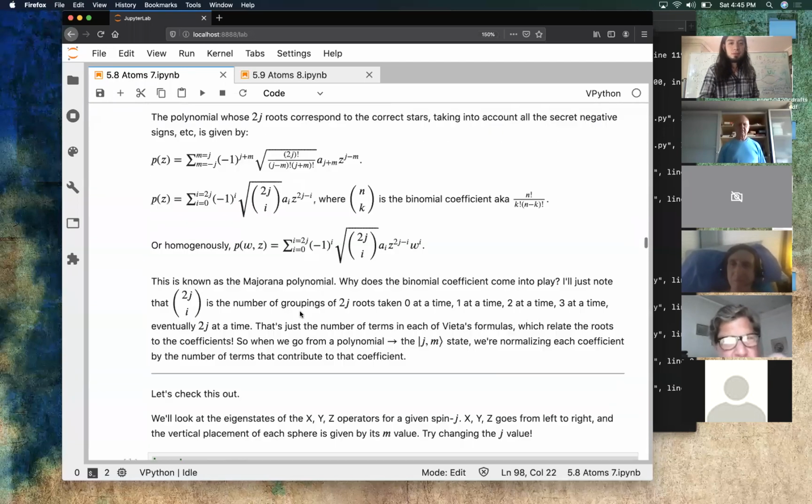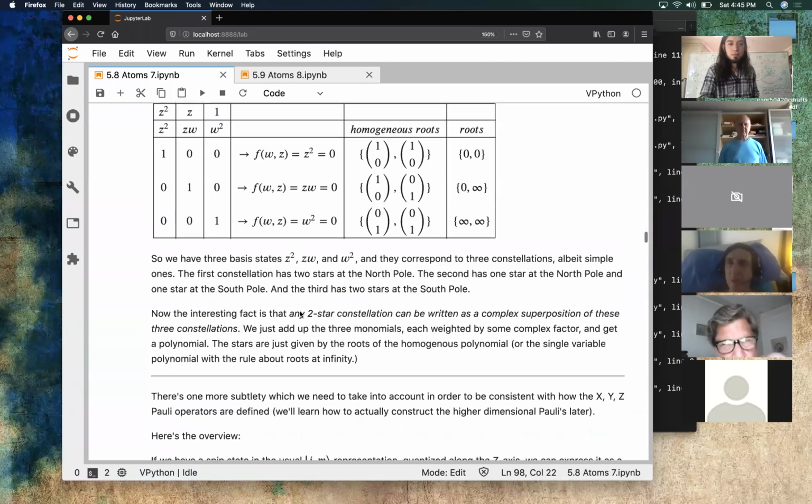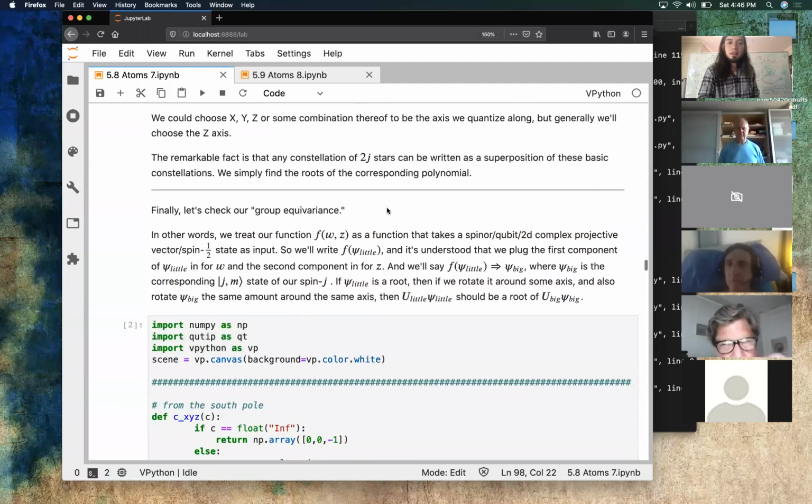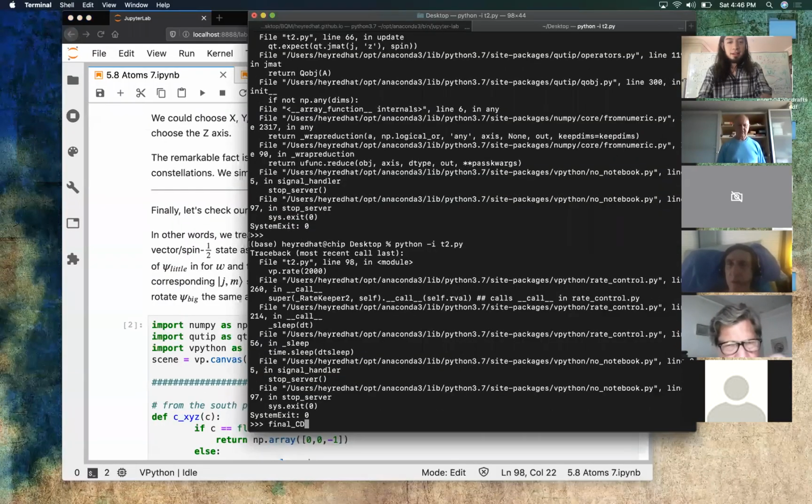But how does that relate to the superposition state? So are those the points? How do you mean? Here, I'll go back to this.